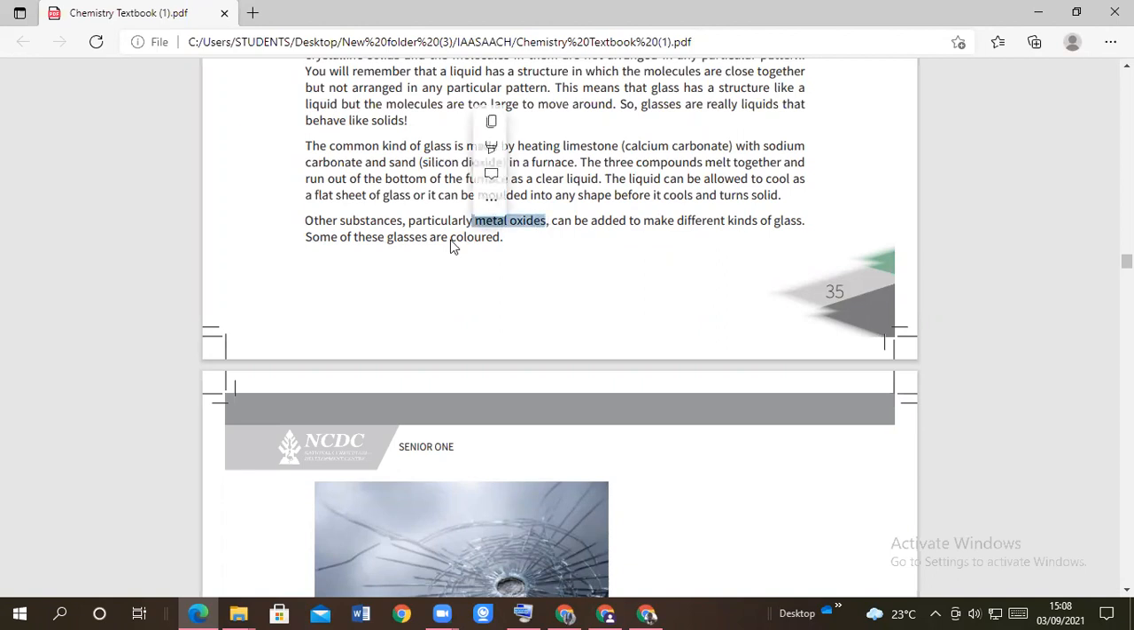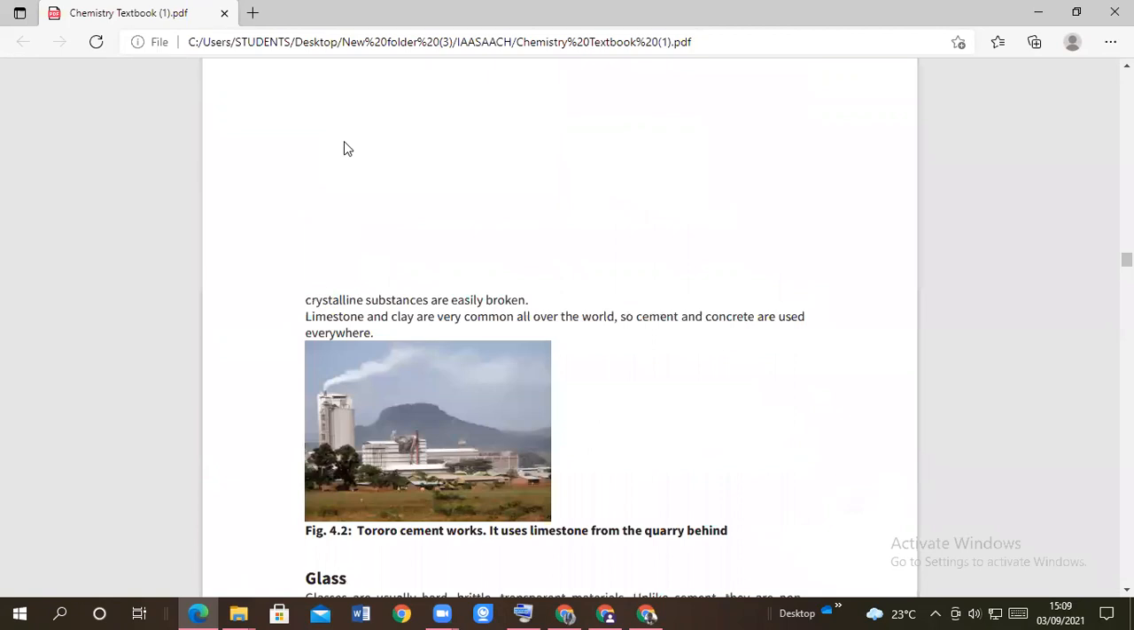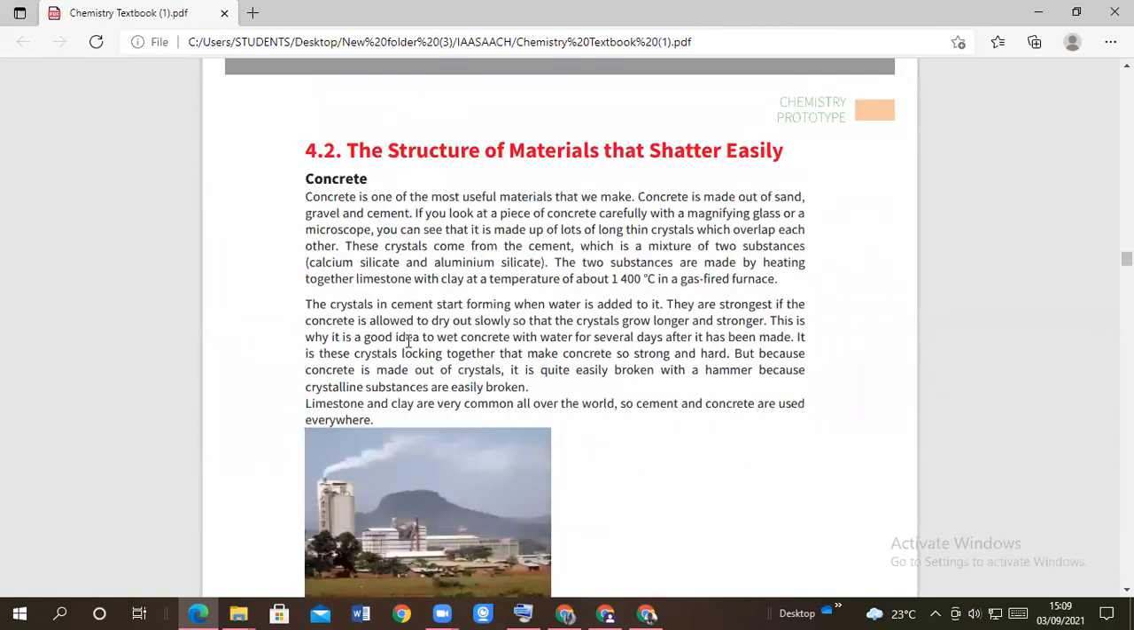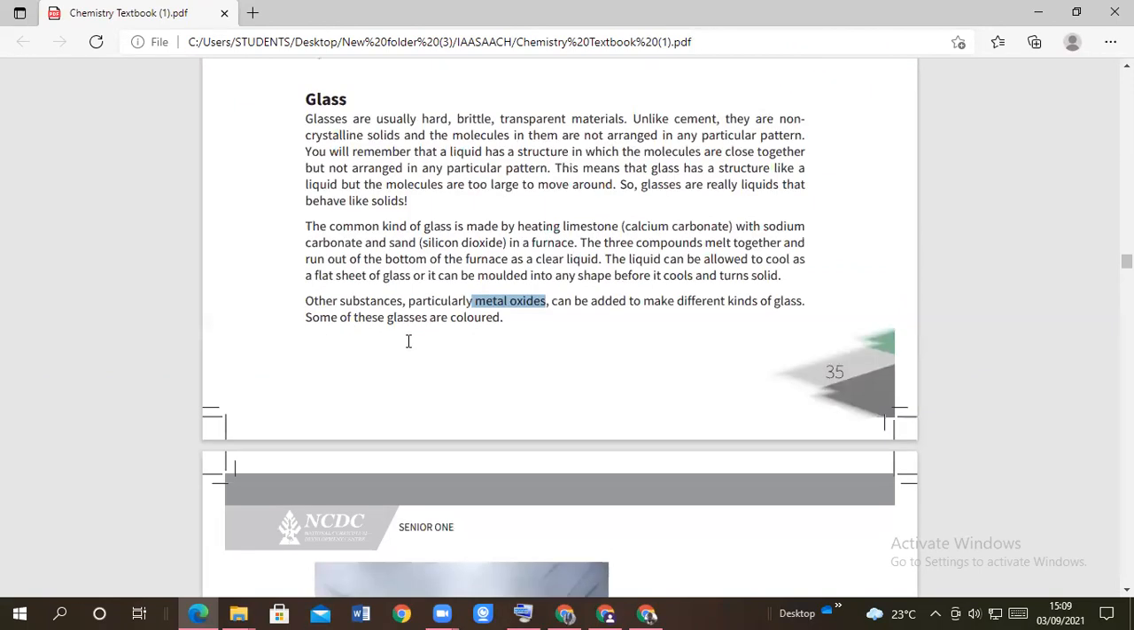Do you get? Yes? Yes. Okay. Let me hope I'm sound and clear. You must be position to tell us that glass and concrete, there are two different types of what? Materials. Is it clear? Yes.